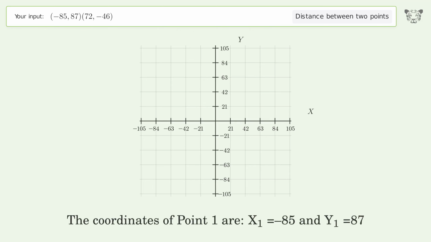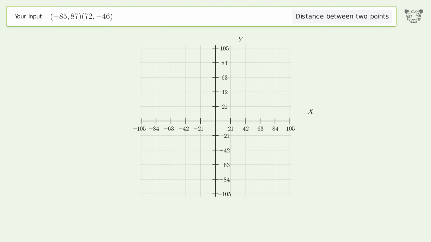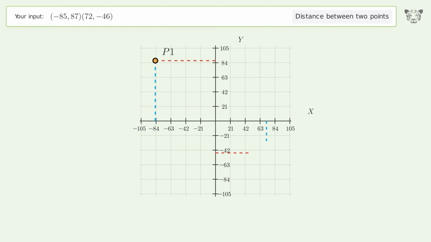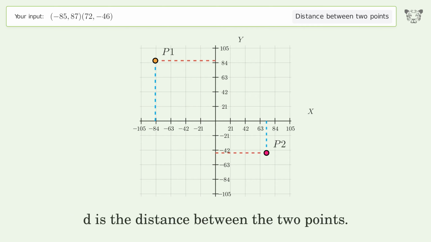The coordinates of point 1 are x1 equals -85 and y1 equals 87. The coordinates of point 2 are x2 equals 72 and y2 equals -46. D is the distance between the 2 points.